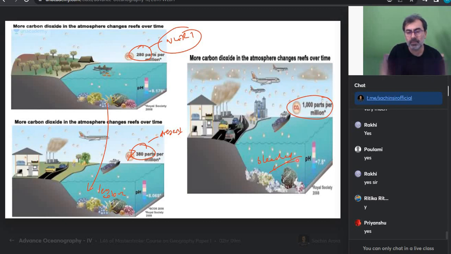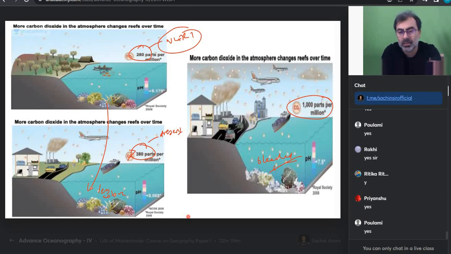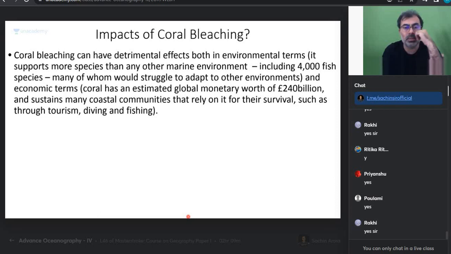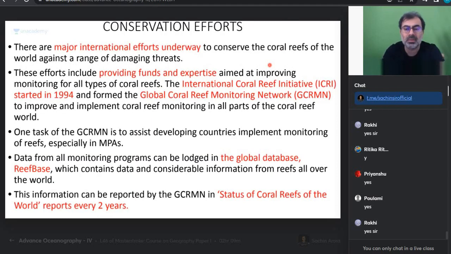Bleached totally. Can you see what is bleaching? Bleaching is that ecosystem which is dying over there. The impact of bleaching is that it will have a detrimental impact in both environmental terms and economic terms. So don't just think ecologically, they lose habitat. Human beings who value money will also be affected. Fisheries will go. Conservation efforts.